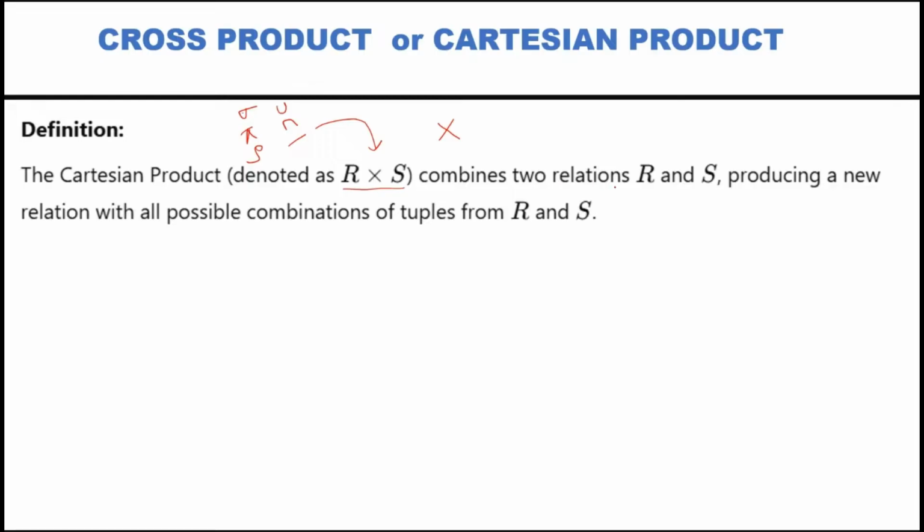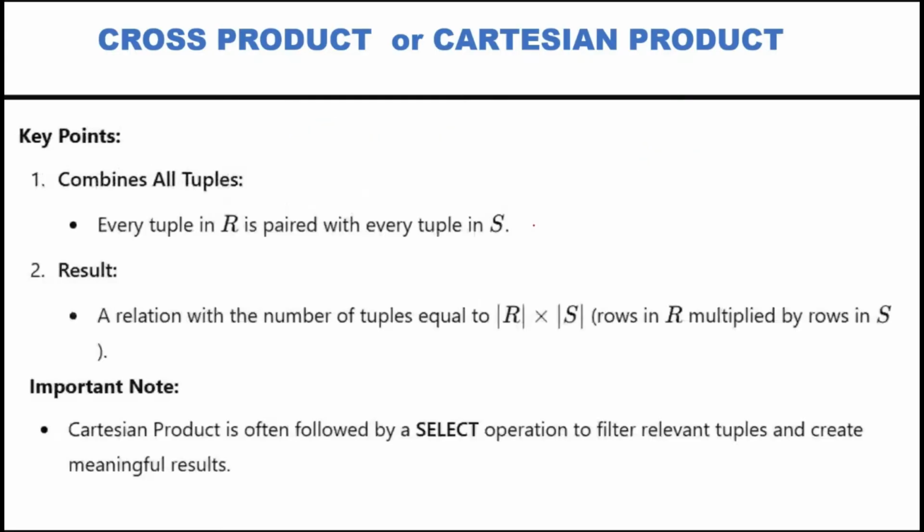It combines two relations, R and S, producing a new relation with all possible combinations of tuples from R and S. So you have to make every possible combination from R and S. How are you going to make it? Let's see. Some important points about this cross product or Cartesian product: every tuple in R is paired with every tuple in S. This is like an English explanation of a cross product.